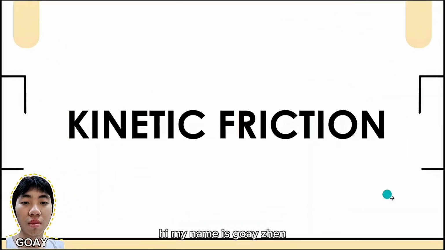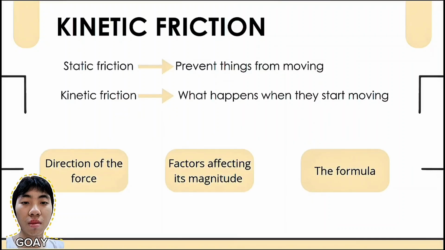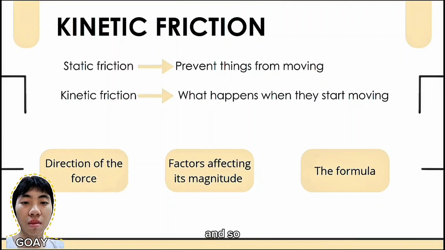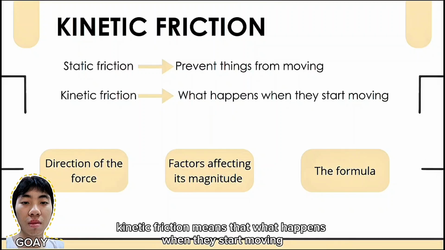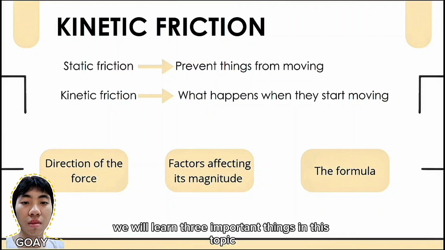Hi, my name is Zhen, and now I'm going to present the side topic about kinetic friction. So, as we all know, static friction is what prevents things from moving, and kinetic friction means what happens when they start moving. We will learn three important things in this topic about kinetic friction, which are the direction of the force, factors affecting its magnitude, and the formula.